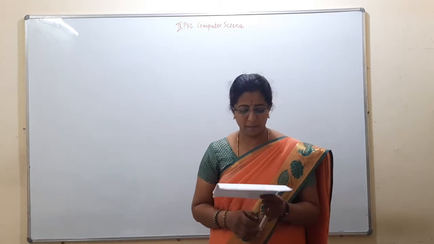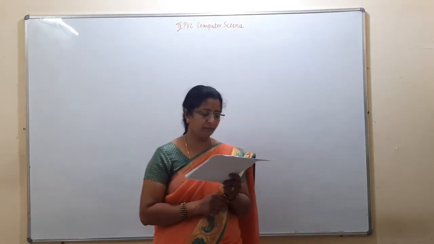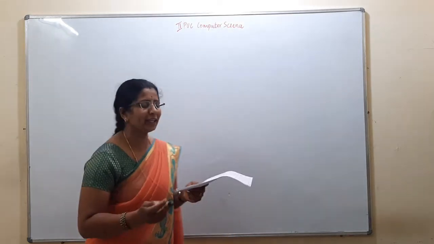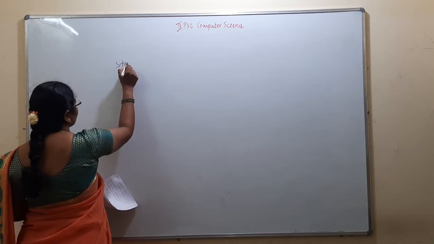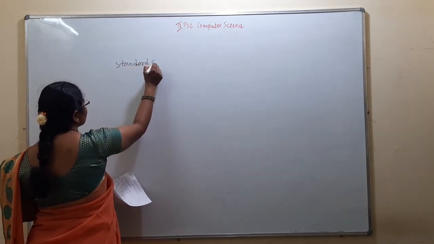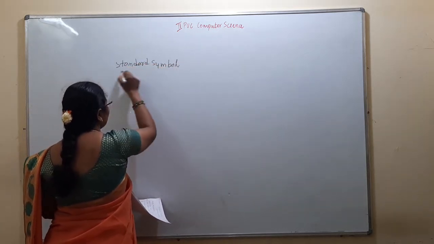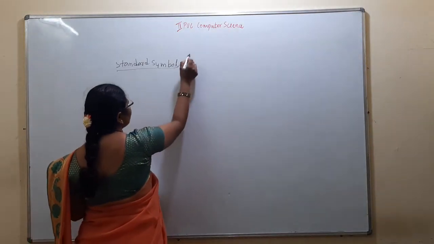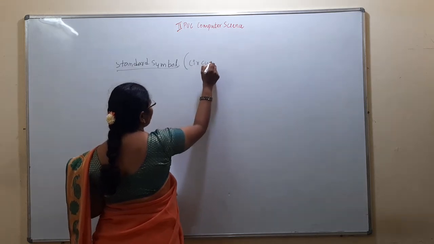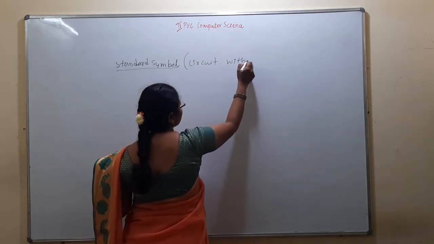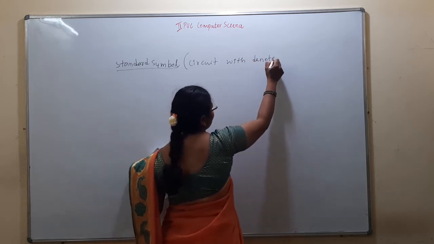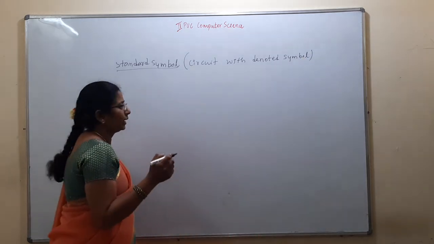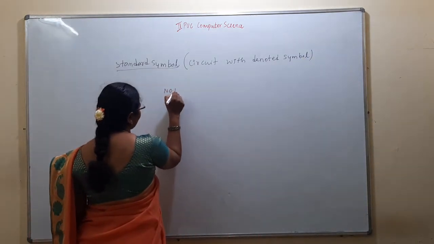Then the next question, where most of the students were confused: write the standard symbol for the XOR gate. Standard symbol, any of the gates. Please remember, standard symbol means the circuit with the denoted symbol. So first I write for the NOT gate.